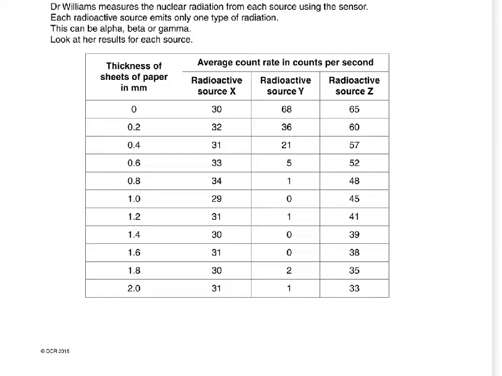And then source Z, we can see that it's been affected by the paper. The value is dropping and dropping and dropping as we go down the table, but you can also see that it hasn't gone down to 0. So even at 2.0 millimeters thick, there is some radiation getting through. To summarize, for the first source, the paper is having virtually no difference to the actual count rate. Second source, source Y, the paper is stopping the radiation, absorbing the radiation. And in the third source, source Z, the radiation is getting through, but the thickness is absorbing some of it.